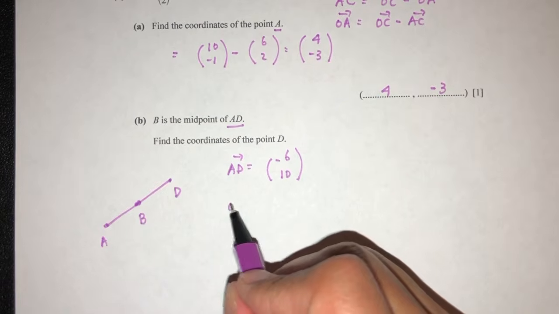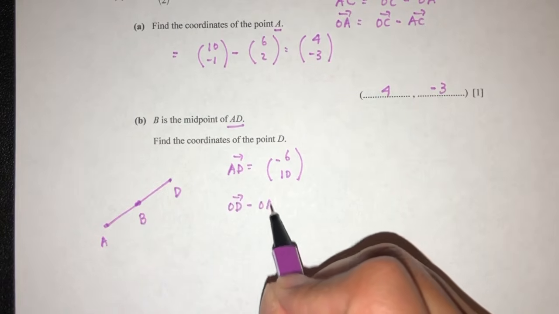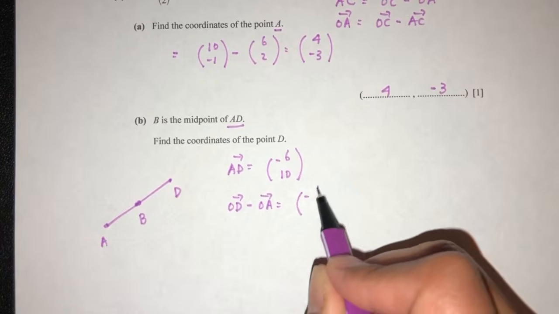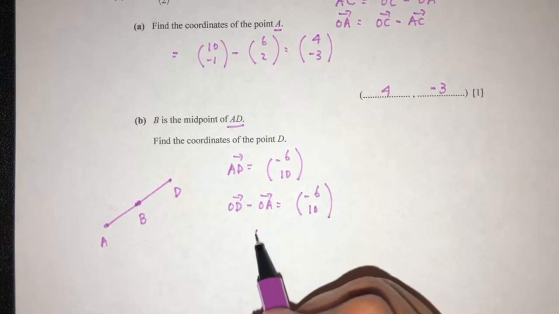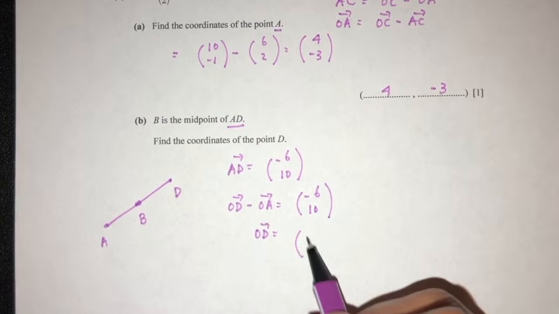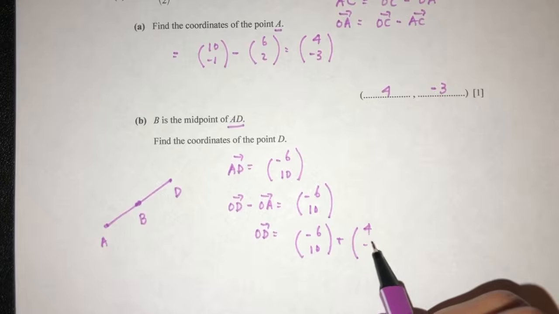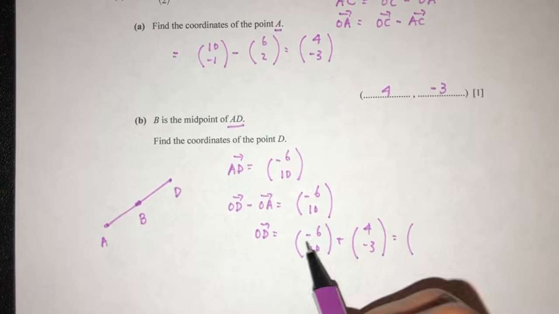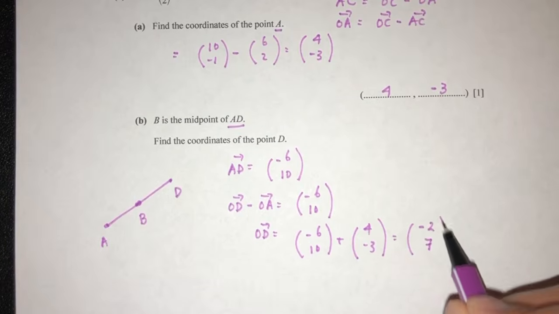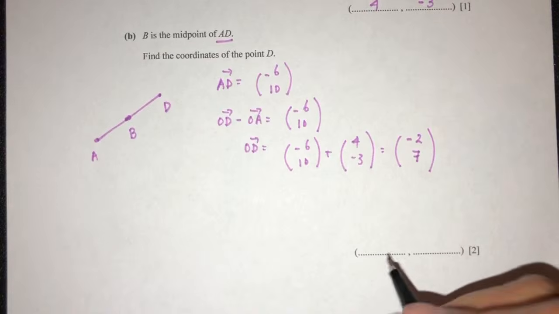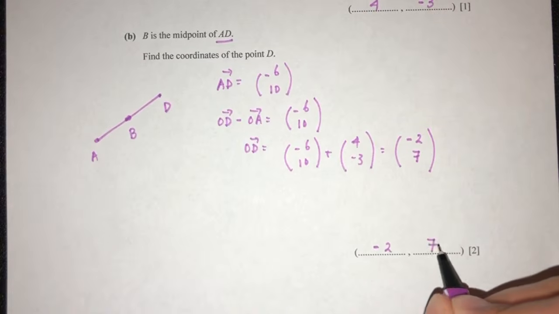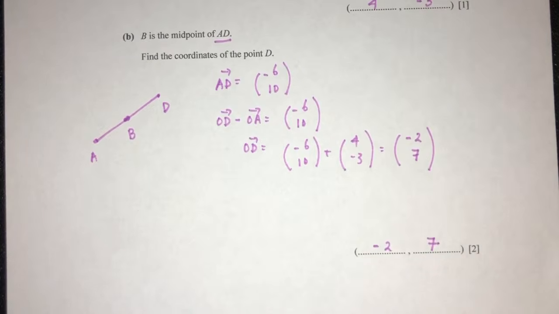So which means OD minus OA has to be this. So OD has to be this plus OA. OA was found to be (4, -3). That has to be the value of (-2, 7). And that is your value of the point OD. (-2, 7). That is your question, part A, 10.